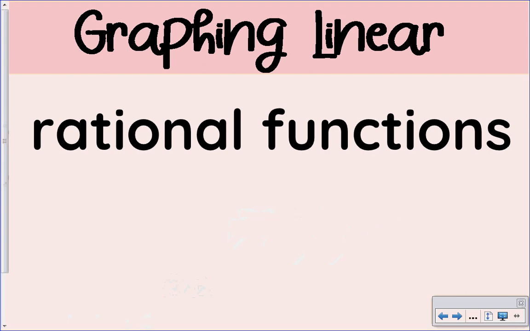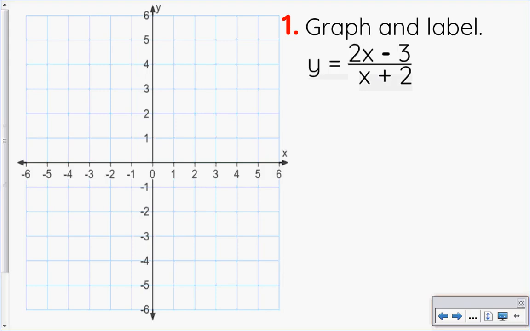Hello, Matthews Gatos here. In this video, we're going to look at how to graph linear rational functions. Rational functions meaning fractions, linear where the numerator and denominator are linear functions. So let's get started. In this first question, I want to graph and label the graph of y equals (2x minus 3) over (x plus 2).